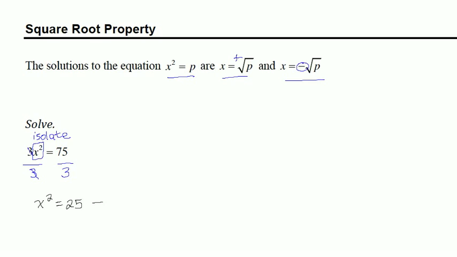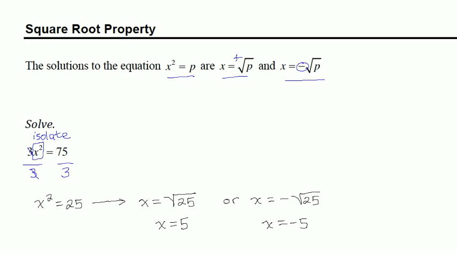Now applying the square root property, we get that x is equal to the square root of 25, or x is equal to minus the square root of 25. And since 25 is a perfect square, this gives us two very simple rational solutions, x equals 5 and x equals negative 5.